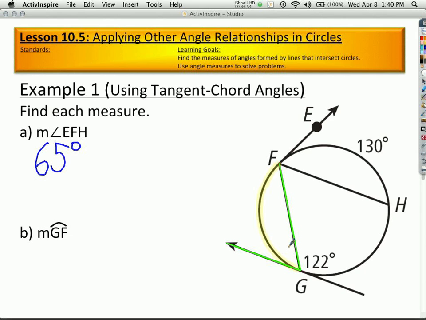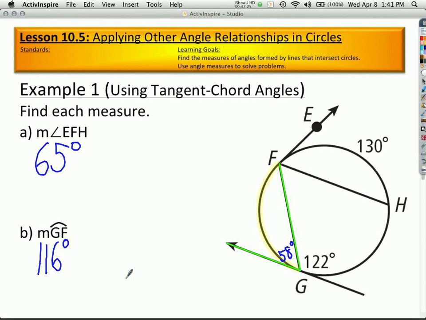Okay, go ahead, Dalton, you got it? Okay, so this is 58 degrees. That's the measure of the angle that I've highlighted in green. And then multiply that by 2 and you will get the measure of the arc. And it comes out to what? 116 degrees. Any questions about how to use the tangent chord angle theorem? Brandon?